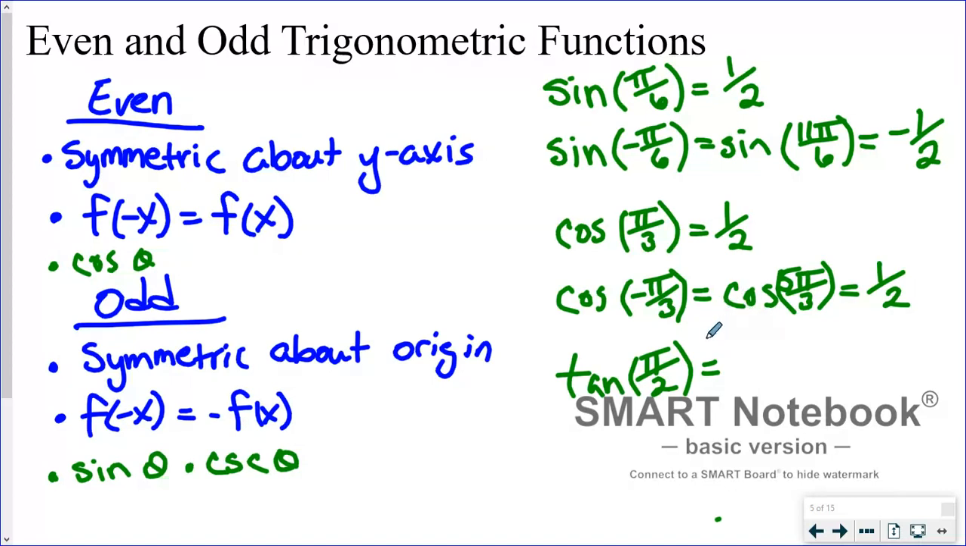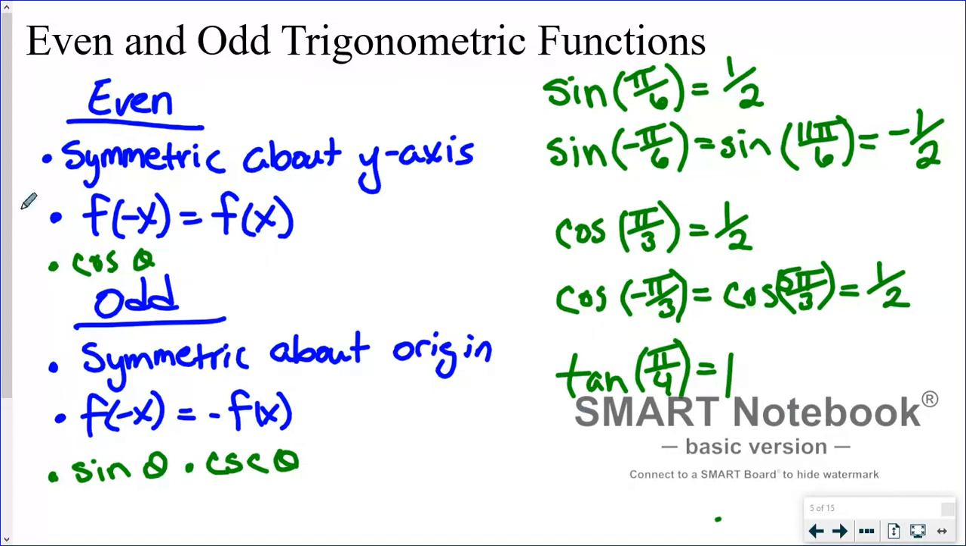I don't want to do pi over 2. I want to do pi over 4. It'll be easier for us to do mentally. So we go to pi over 4. Our coordinates there are square root of 2 over 2, square root of 2 over 2. So you take the y-coordinate divided by the x-coordinate. Since they're both the same, what is anything divided by itself? 1. So the tangent of pi over 4 is 1.